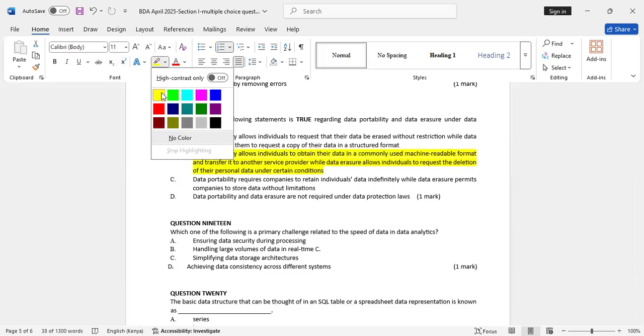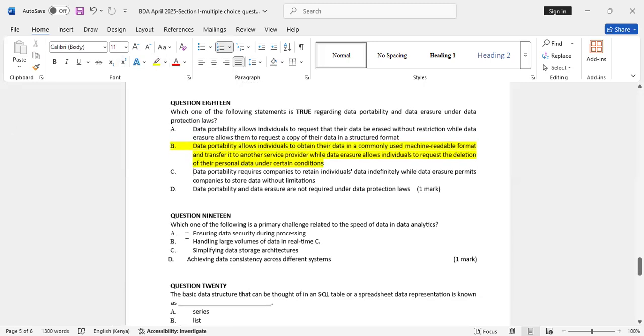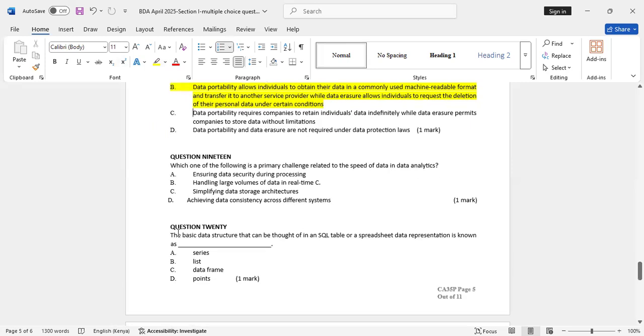The correct answer there was B. Question 19. Which one of the following is a primary challenge related to the speed of data in data analytics? That's data speed, the velocity of data. So which one of the following is a primary challenge related to the speed of data in data analytics?